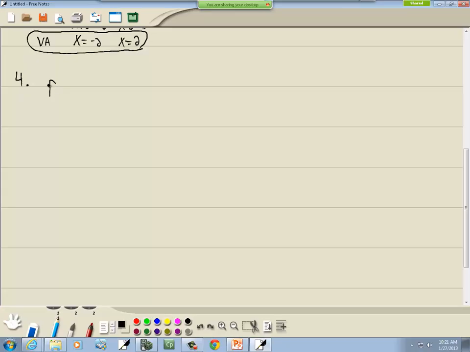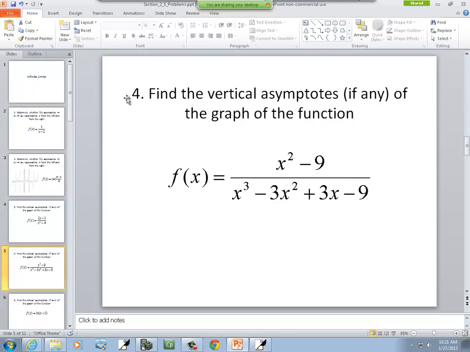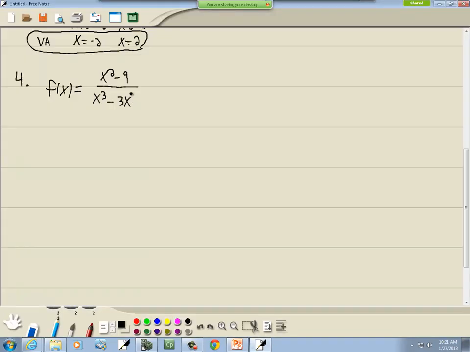Get f of x is equal to x squared minus 9 over x to the third minus 3x squared plus 3x minus 9.